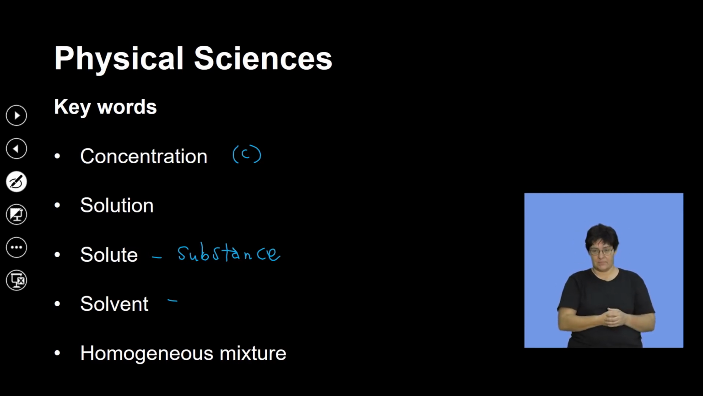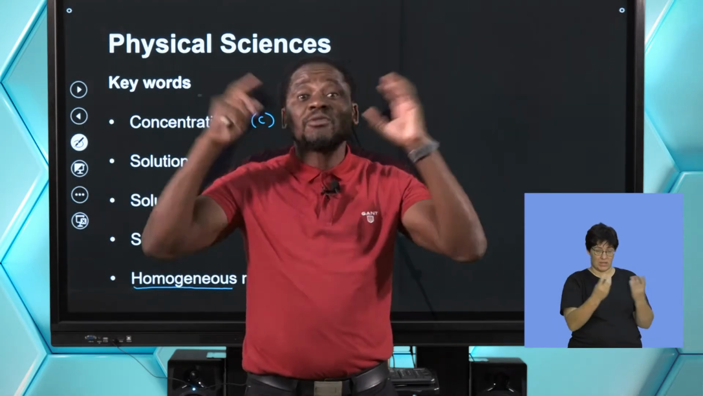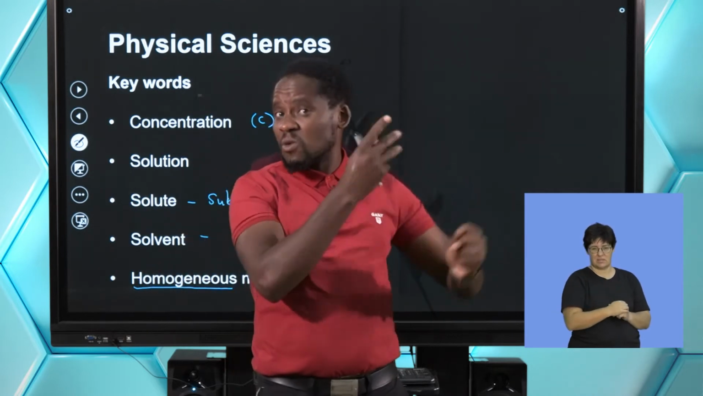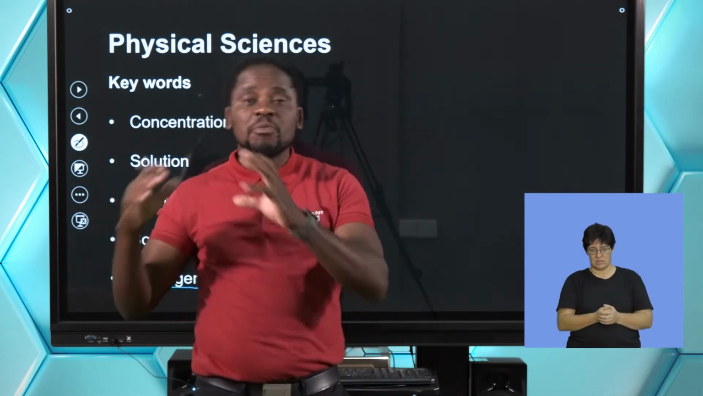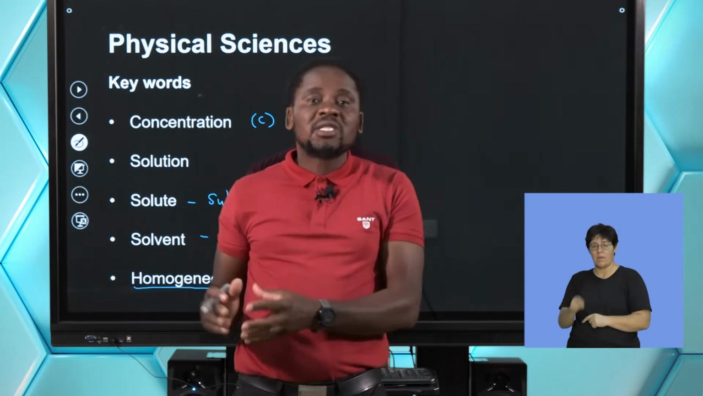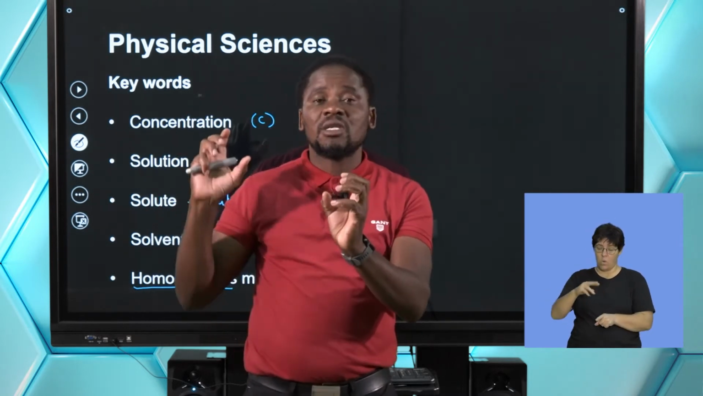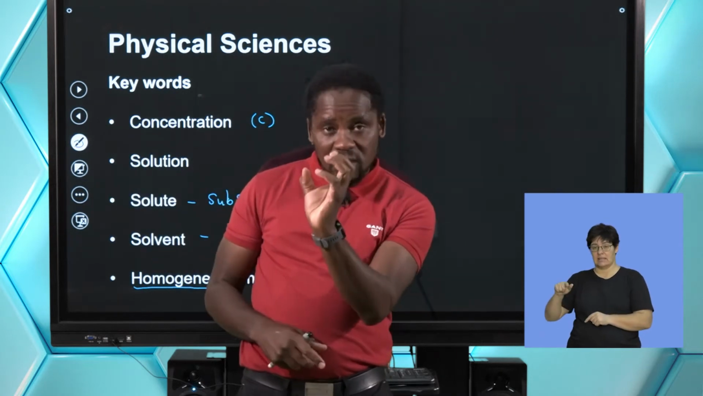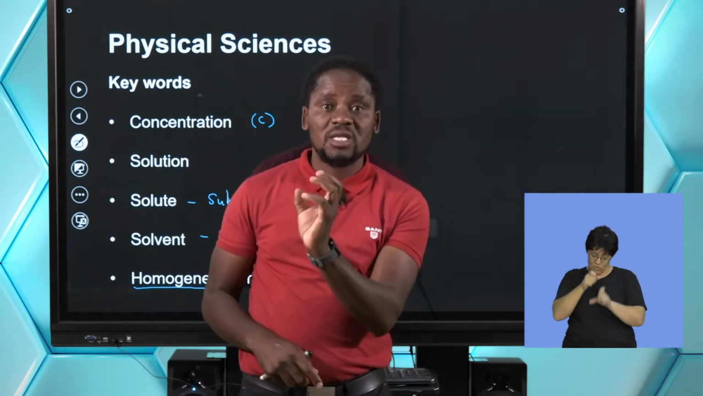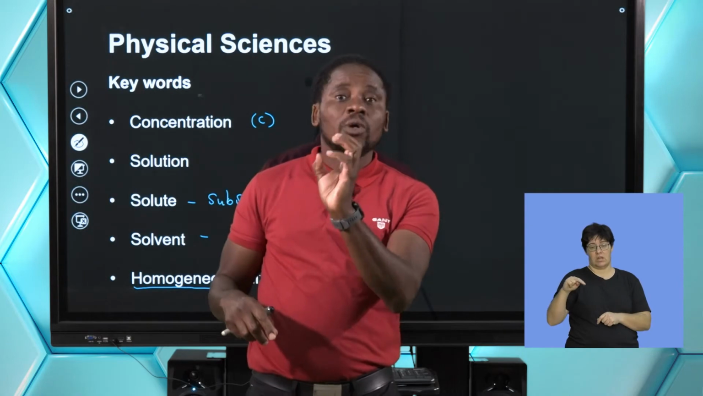And then we know something about a homogeneous mixture. We know that matter can either be pure or impure substance. Pure substances, in terms of classification, are your elements and compounds. But if you talk of impure substances, we're talking about mixtures. And there are two broad categories of mixtures: homogeneous and heterogeneous. But our focus is on homogeneous mixtures, in the context of solutions.